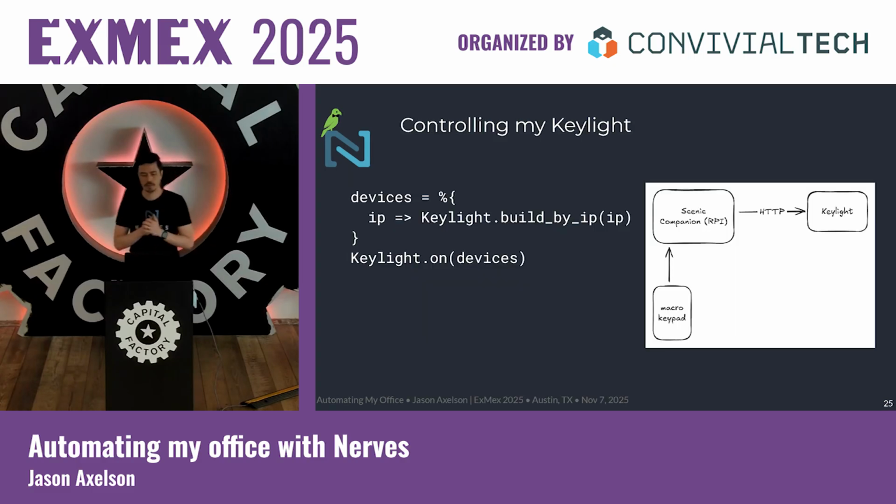So for controlling the key light, it's pretty simple. I press the button on the macro keypad, and then in Elixir, I build up a list of key light devices, which is just the one.